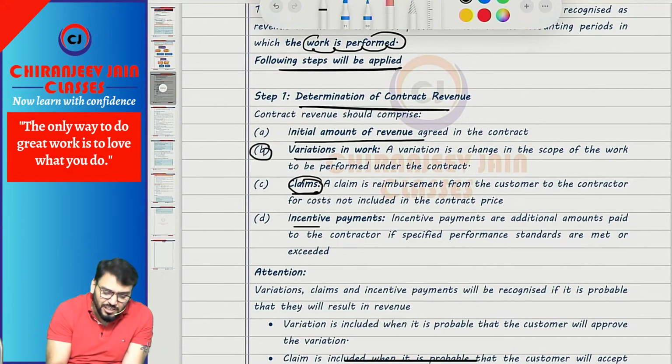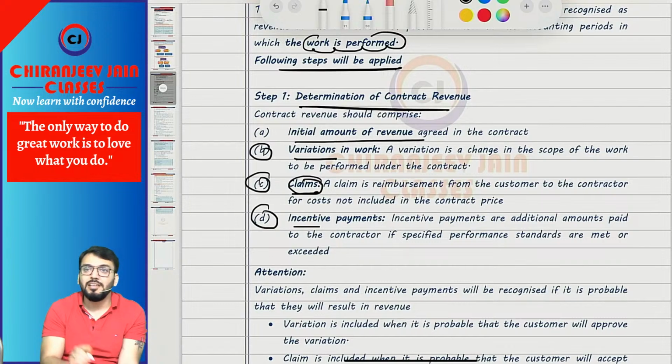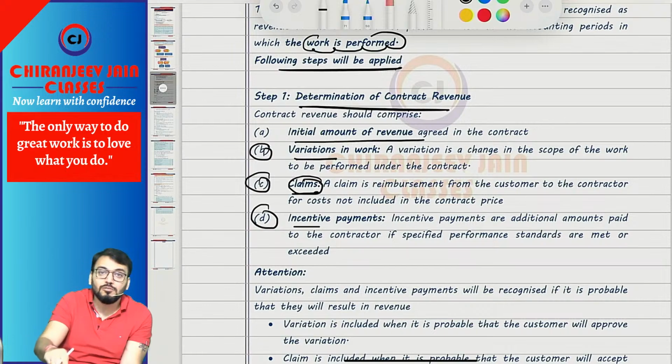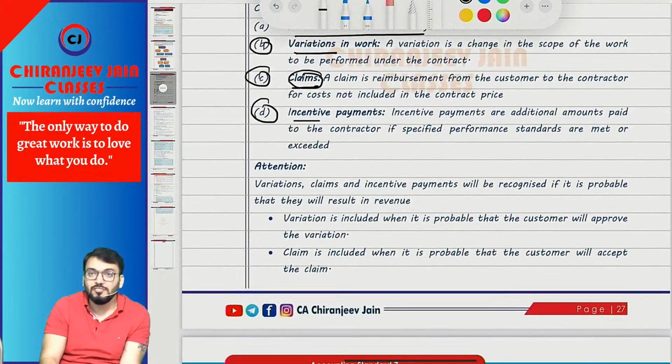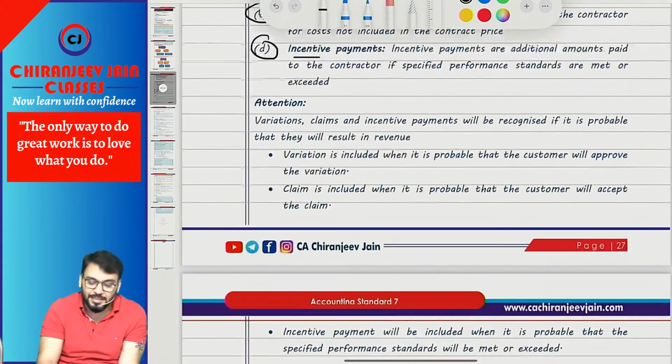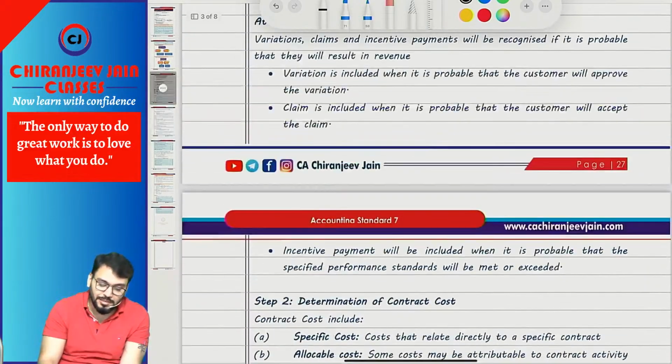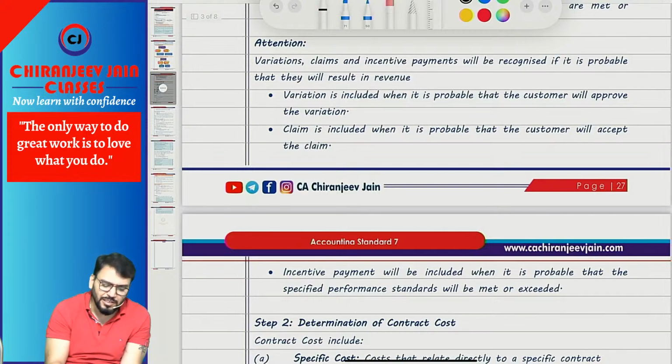But variation, claims and incentive will be included only when there is a certainty of collection. They may happen at different points of time. So whenever they occur, they can be included only when there is a certainty of collection, meaning it is reasonable to expect ultimate collection. Understood? Correct? You need to pay attention there.